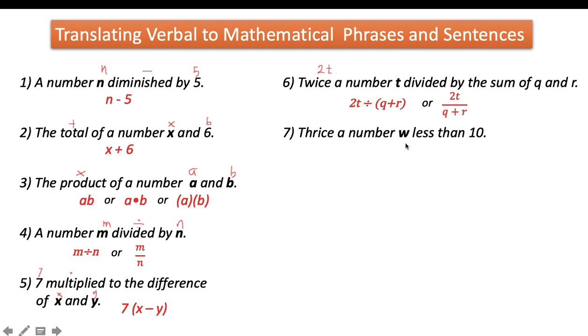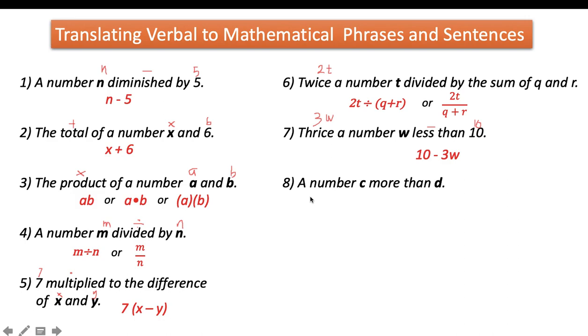7, thrice a number w less than 10. So thrice means 3 times. So 3 times a number which is represented by w. Then less than, so less than means minus. Then the other term which is 10. So this is supposed to be written 3w minus 10. But if the phrase is less than, the terms are switched. So 10 will be written first, then minus, followed by the other term which is 3w.